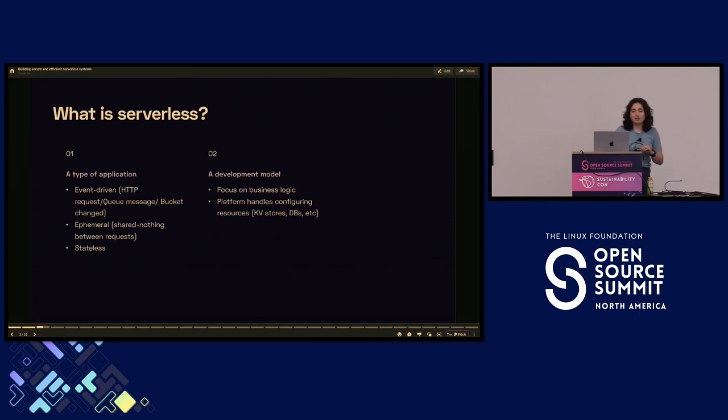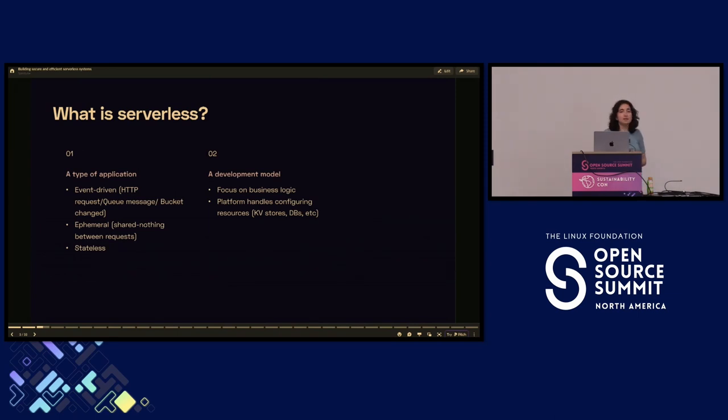So to start out, what is serverless? You can think of it as two different definitions. For starters, it can be a type of application. Serverless applications tend to be event-driven. They're triggered by something, whether it's an HTTP request, a queue, maybe a change in a bucket. That'll trigger your event handler, and your serverless application. Serverless applications also are stateless and ephemeral. So they last for a request, and then they're torn down. They have a really fine-grained isolation, where they're per request: you have one, and it goes back down.